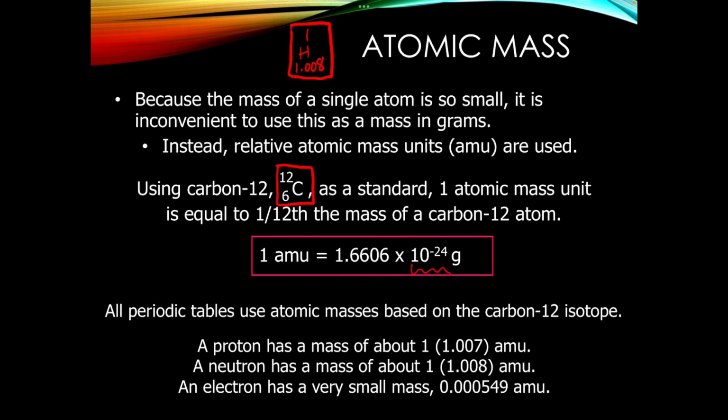So a proton has a mass of about 1.007 AMUs, and a neutron has a mass about 1.008 AMUs. So like I told you before, they're about the same size, with the neutron being just ever so slightly bigger. But for all intents and purposes, essentially the same size. An electron, though, has a very, very tiny mass. Much smaller than protons and neutrons. So if you'll remember, we said most of the mass of the atom was contained in the nucleus because that's where the protons and the neutrons are. So these two make up most of the mass of the atom in the nucleus.